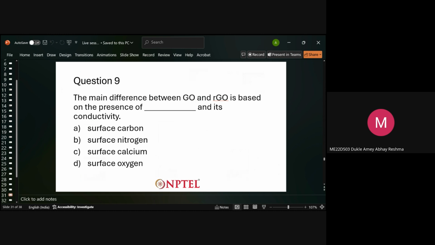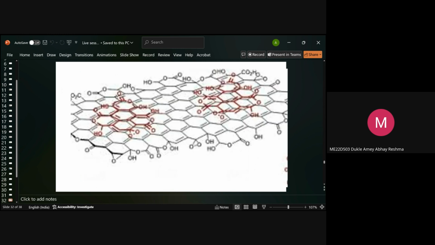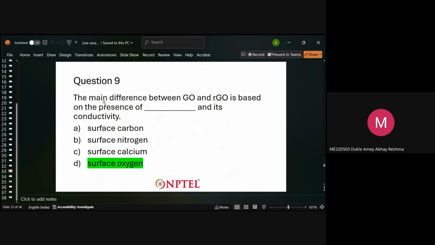So the ninth question, the main difference between graphene oxide and reduced graphene oxide is based on the presence of dash and its conductivity. This is the sort of diagram of graphene oxide. You can see that there are a lot of oxygen groups on the surface. So in graphene oxide, there is a lot of surface oxygen. When you remove the surface oxygen, you get reduced graphene oxide, and that has a very high conductivity.